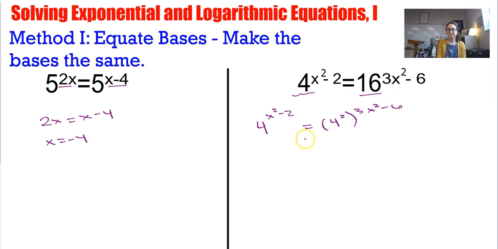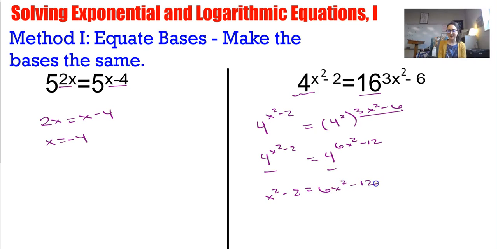Now, let's be careful. Let's go ahead and clean this up a little bit. Let's keep the left side as is. But remember, when you have a power to a power, what do we do? We multiply them. So this is the same as 4 to the 6x squared minus 12. Be sure you take this 2 and distribute it to both terms here. And now we're back to what we had on the left side, where we've got same bases, so now we can equate the exponents. So x squared minus 2 is equal to 6x squared minus 12.